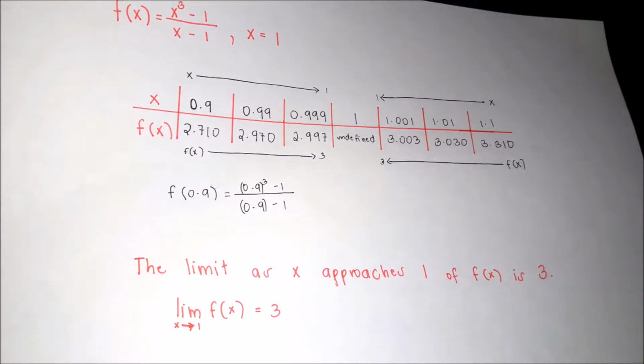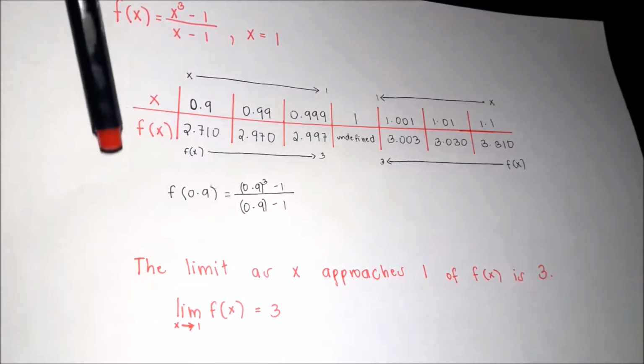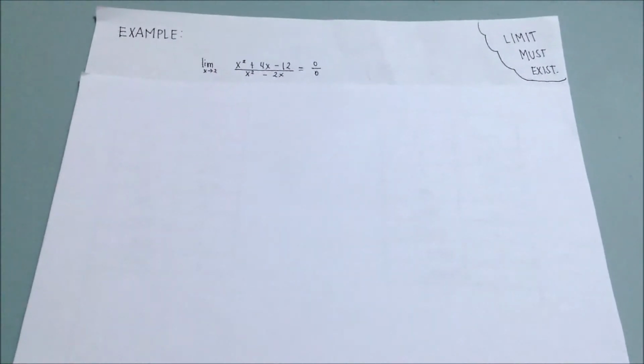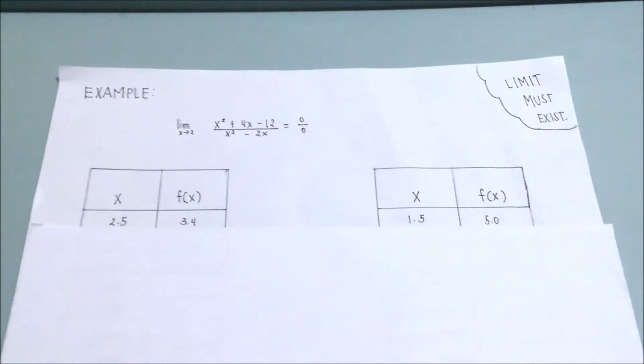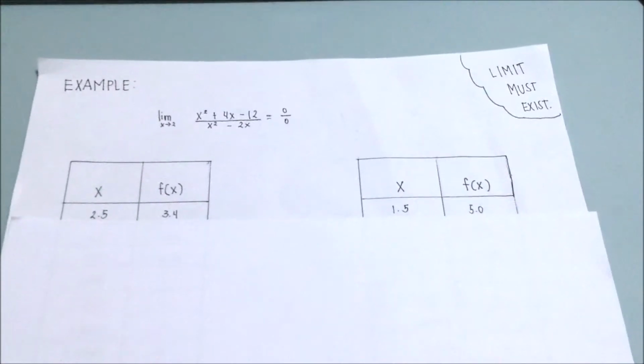The way we will write that is: limit as x approaches 1 of f of x is equal to 3. As you substitute 2 in your function, you will get 0 over 0. So we will choose values of x that get closer to x equals 2 and plug these values into your function. To get f of x, substitute your x value into your function, or you can also use the calculator.